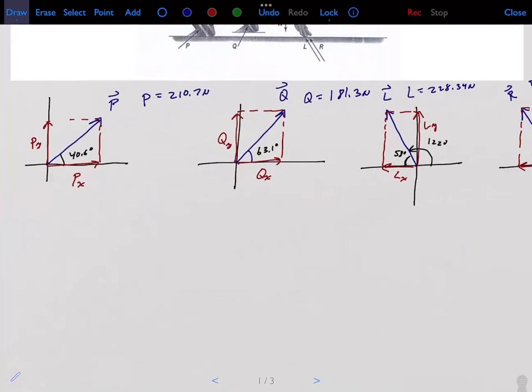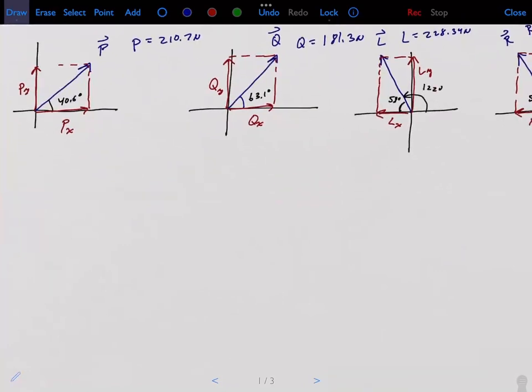But just to save a little bit of work, let's try and do all this work in a table, okay? So it'll be a little quicker. So I'm going to make a table. Instead of using I hats and J hats, I'm just going to do this in a table. I have X component, Y component, and then my vectors are going to be P, Q, L, R, and W. And I want to add all those up.